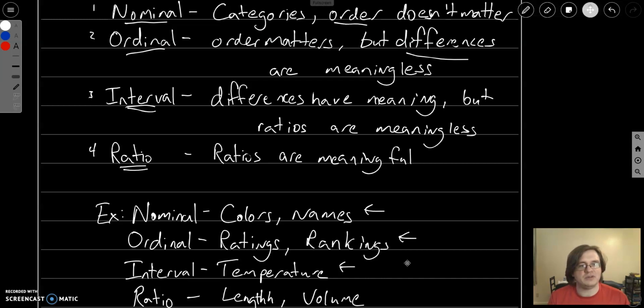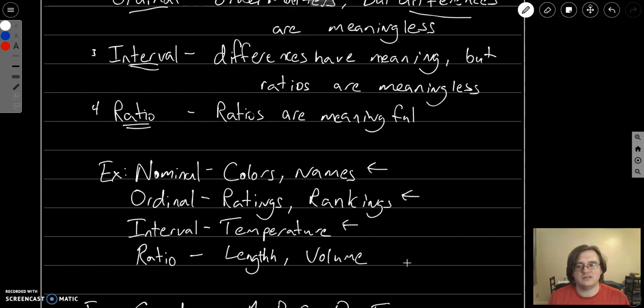An example of data at the ratio level will be, say, lengths or volumes. If we were to find a snake that was 1 foot long versus a snake that was 2 feet long, that's twice as long. And the difference between them, 1 foot, has meaning, so we're clearly at the interval level, but we have more information because that twice has meaning. Another thing to keep in mind at the ratio level is that 0 is a natural starting point.